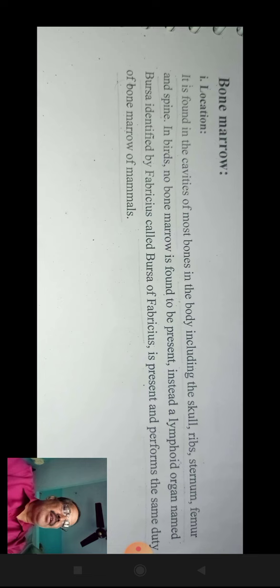Instead, a lymphoid organ named bursa, identified by Fabricius, called the bursa of Fabricius, is present and performs the same function as the bone marrow of mammals. So instead of bone marrow, the bursa of Fabricius functions as bone marrow in birds.